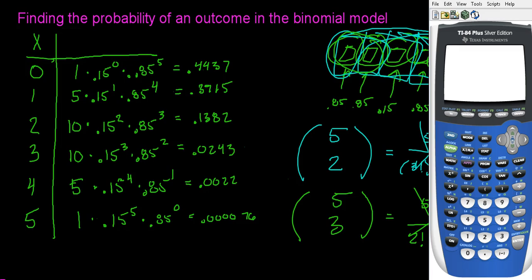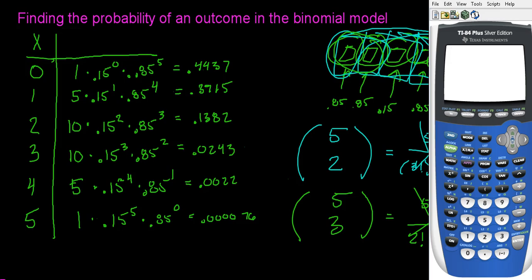And again, what you'll notice is that the most likely outcome is none of them are bad. And this is definitely a skewed to the right distribution, because towards the right, it's a lot less likely. And again, there's only a 15% chance of a bad battery, so it should make sense that if all 5 of them are bad, that would be pretty rare.